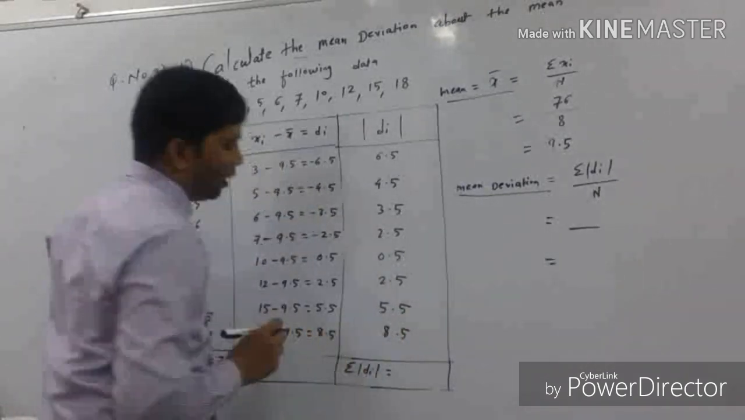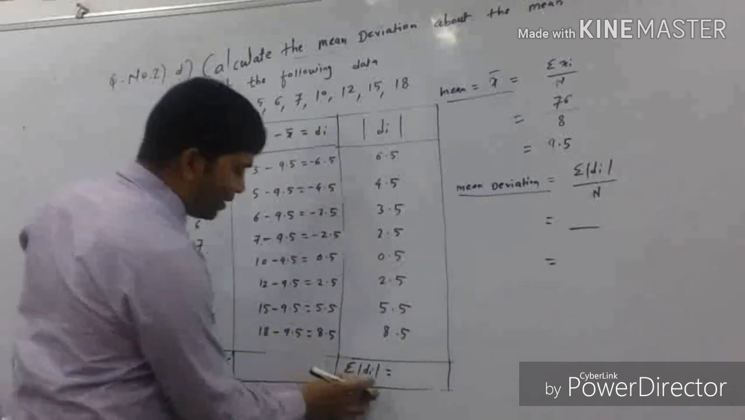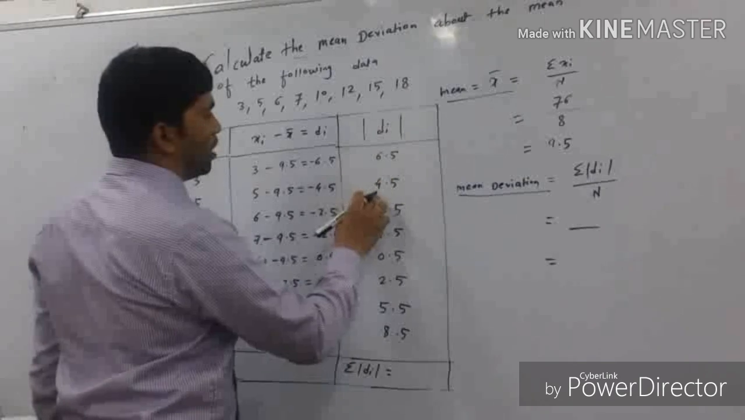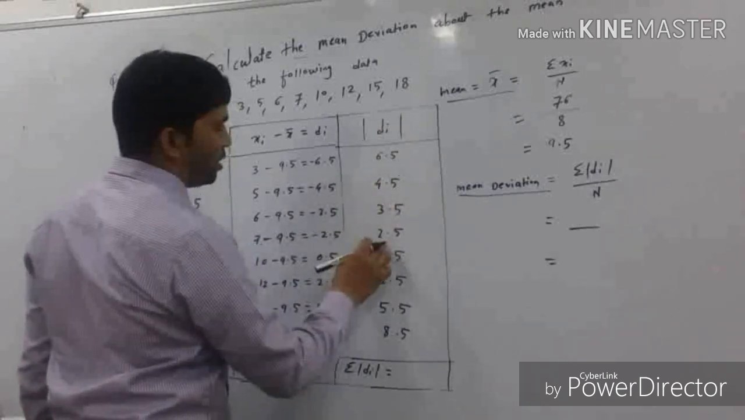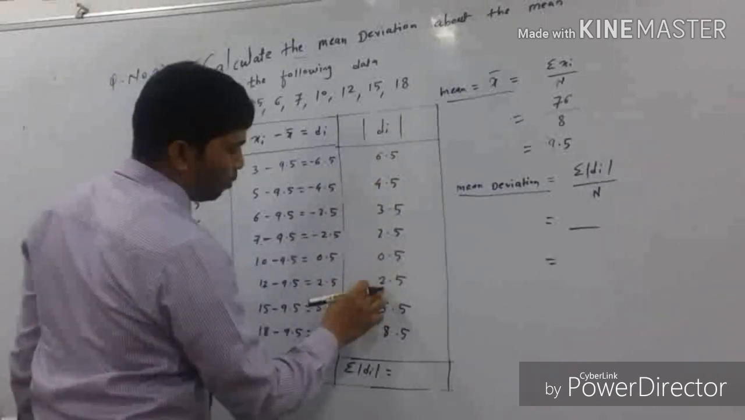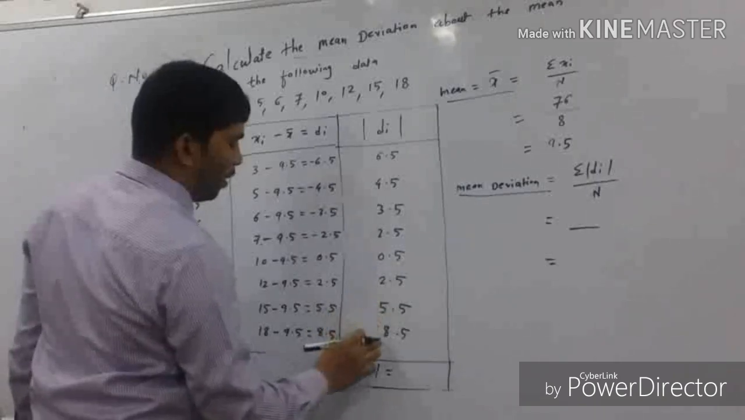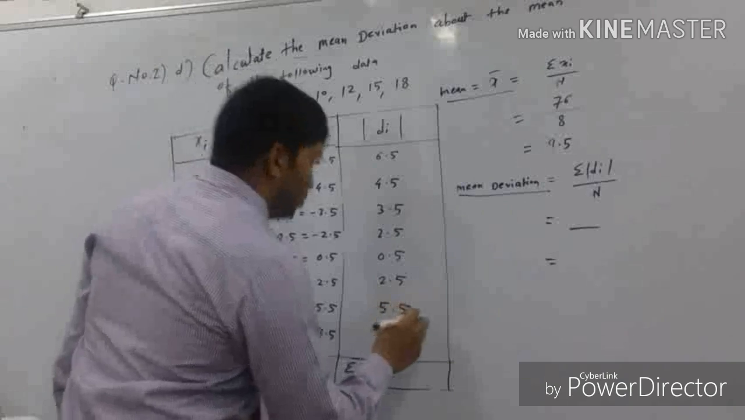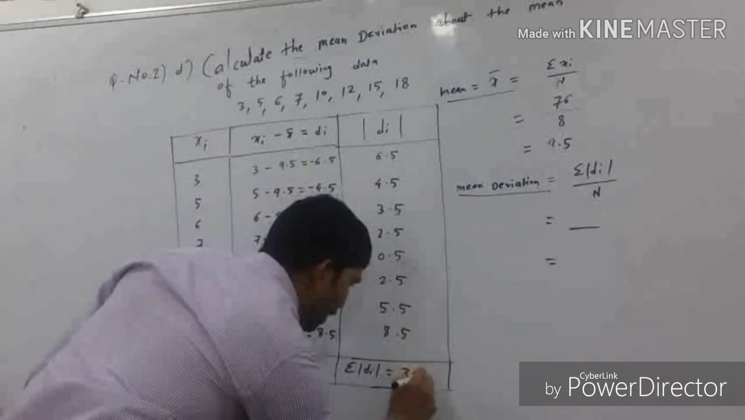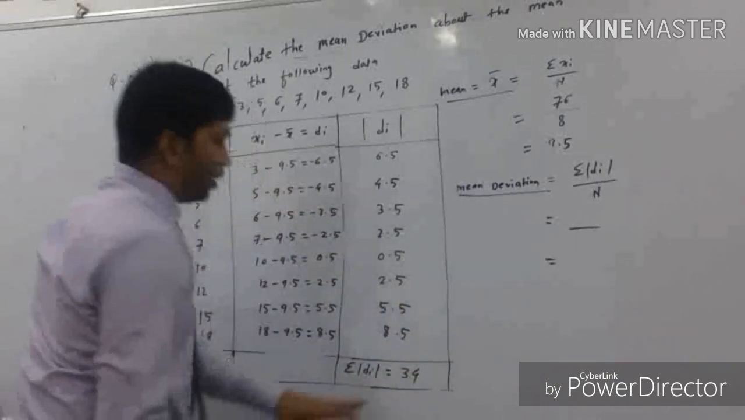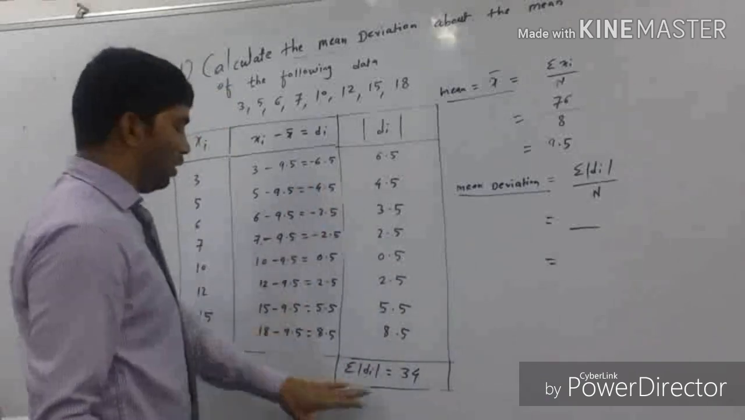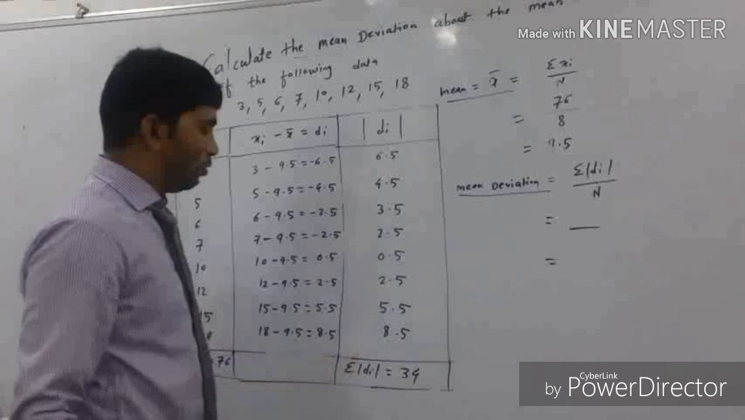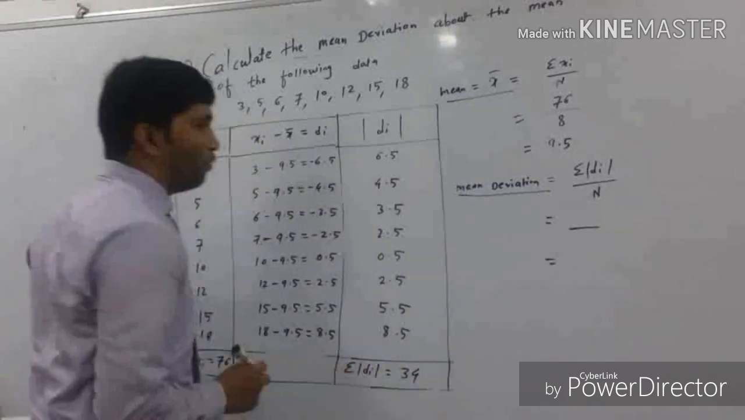After taking mod di, we have to find summation of mod di. Means add all these terms, 6.5 plus 4.5 plus 3.5 plus 2.5 plus 0.5 plus 2.5 plus 5.5 plus 8.5. So summation of mod di is 34. We can add by using a calculator also. So we get here 34.